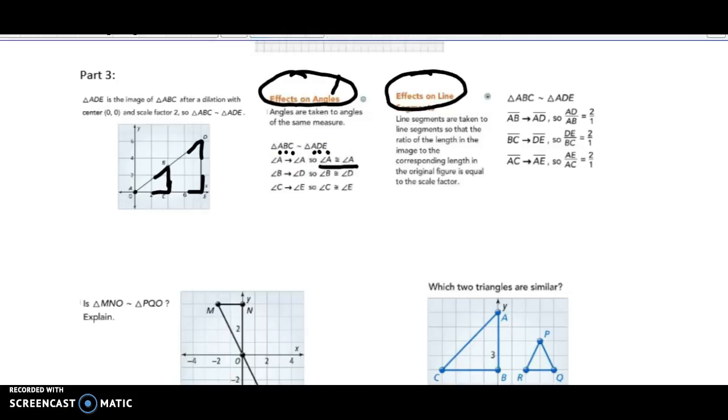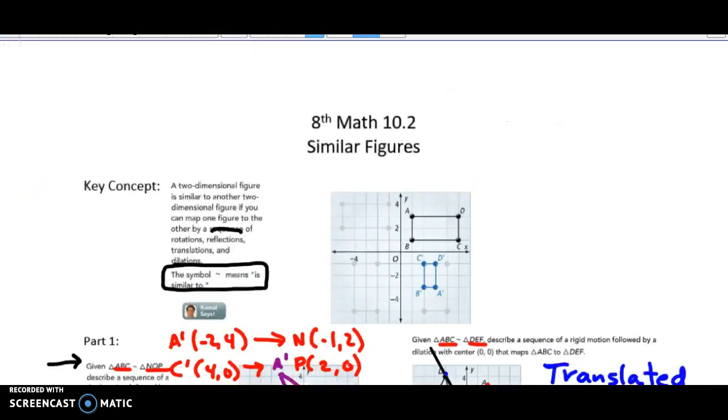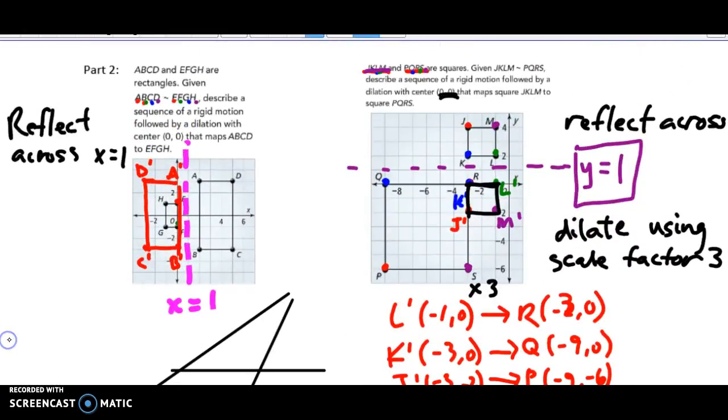The effect on line segments, however, is different. Corresponding sides in similar figures are going to be proportional, or they're going to have a common ratio. So this ratio is going to be equal to the scale factor. So in our last problem, if we had a scale factor of 3, then all of my sides in this bigger square should be 3 times as big as the sides in my smaller squares, so a 3-to-1 ratio.